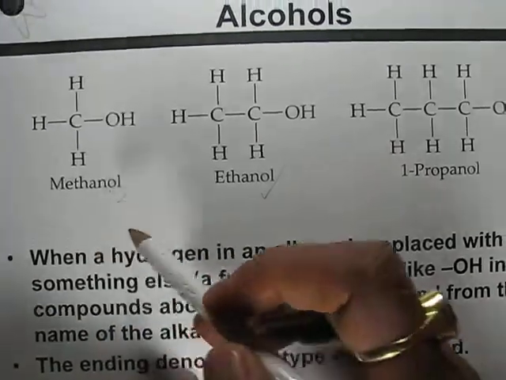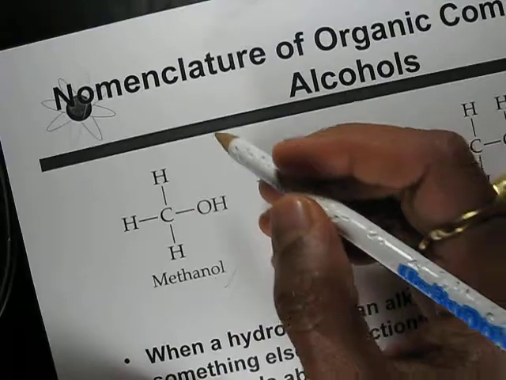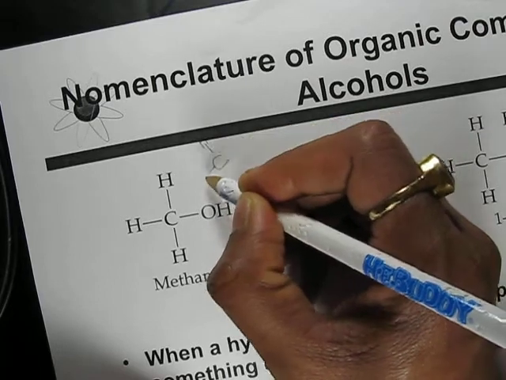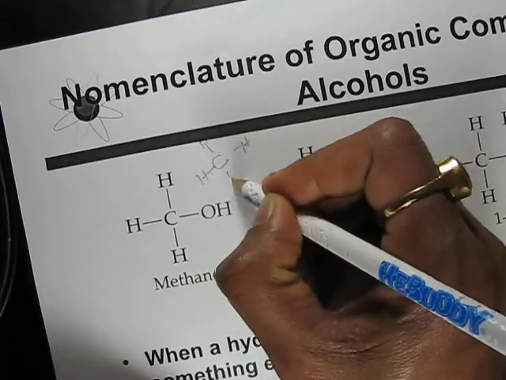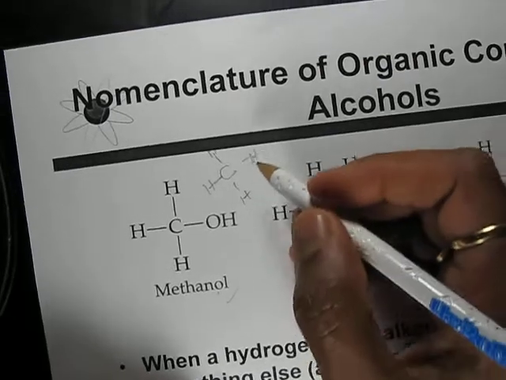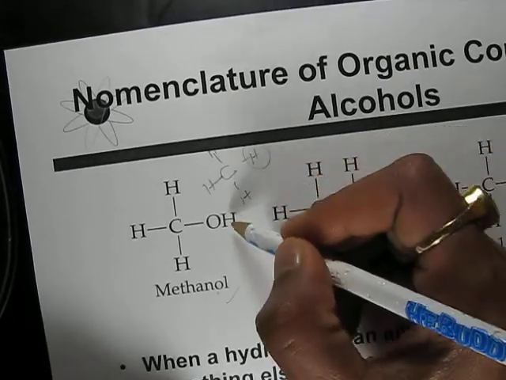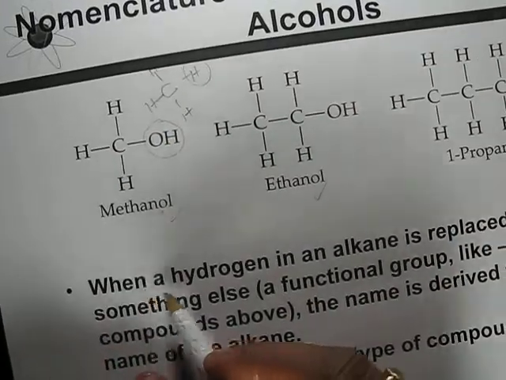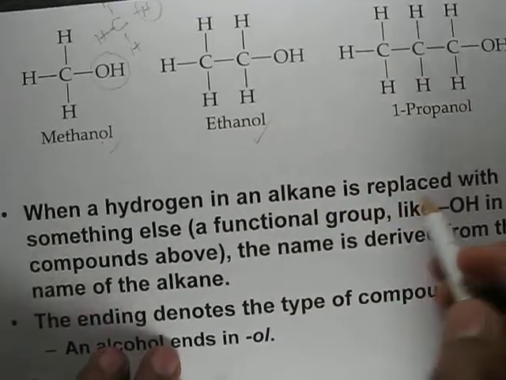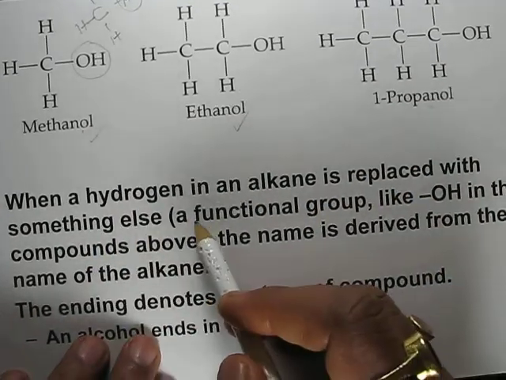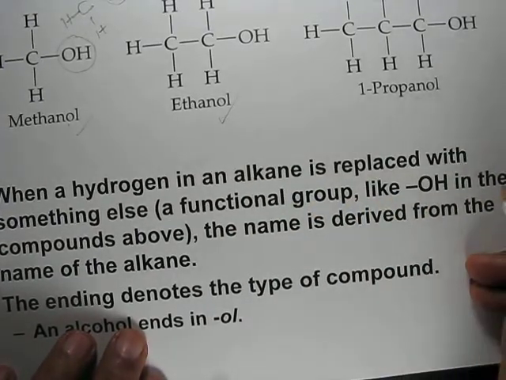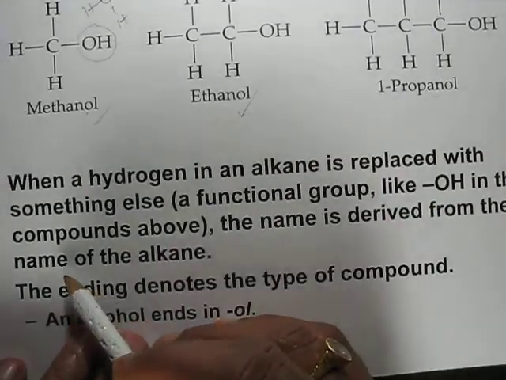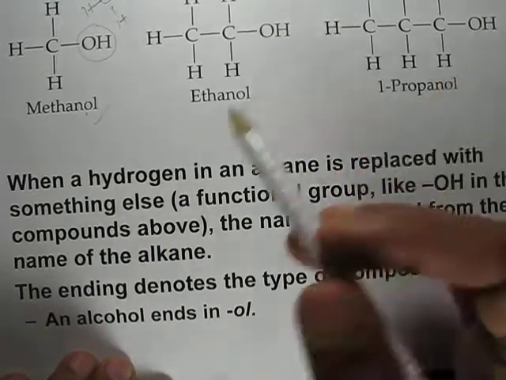So what is alcohol? You have seen in the previous slide that when carbon has 4 bonds attached to 4 hydrogens, it's called methane, right? Once you replace a hydrogen with the OH group, it becomes alcohol. So when a hydrogen in an alkane is replaced with a functional group like OH, the name is derived from the name of the alkane, but it becomes an alcohol.